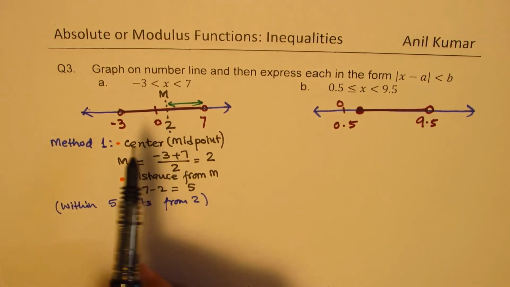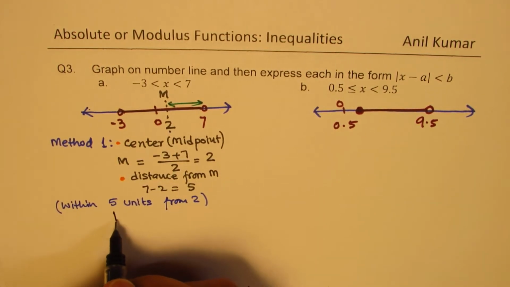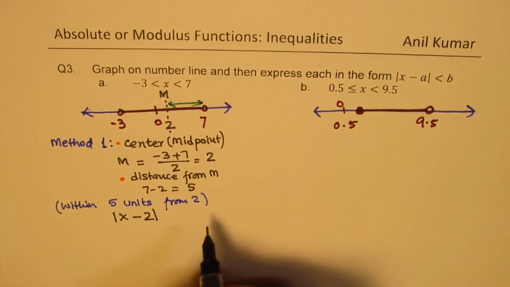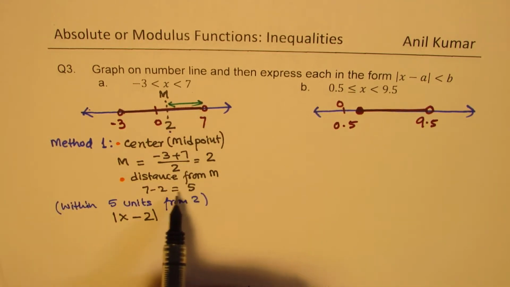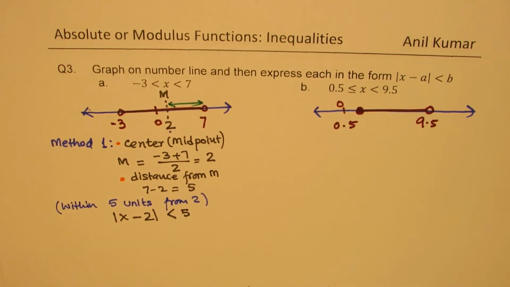And therefore, we have shifted our absolute function 2 units to the right, and we say absolute value of x minus 2, that is shifted 2 units to the right, and we are within 5 units, right? So which is less than 5. Does this make sense? Right? So I think that makes sense, correct?